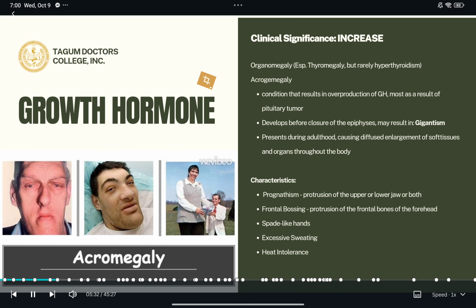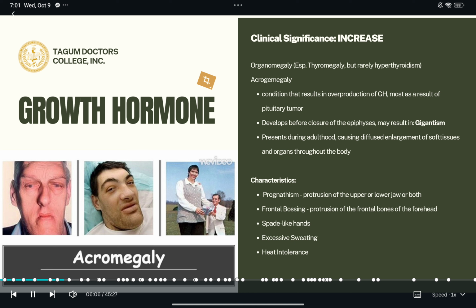If increased, we have organomegaly, growth in some of our organs such as the thyroid, thyromegaly, but rarely hyperthyroidism. We also have acromegaly. This is a condition that results in overproduction of growth hormone, most often as a result of a pituitary tumor. If it develops before closure of the epiphysis it may result in gigantism, and it presents in adulthood causing diffuse enlargement of soft tissues and organs throughout the body.